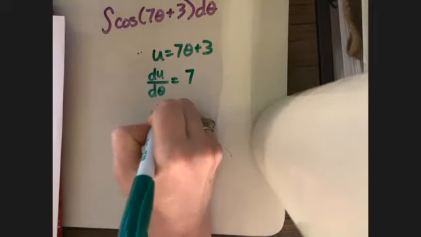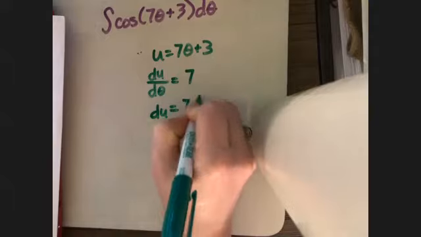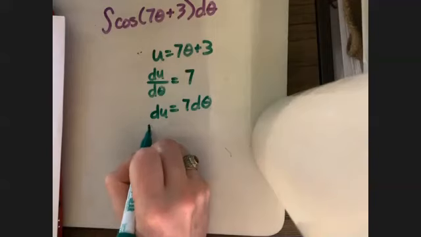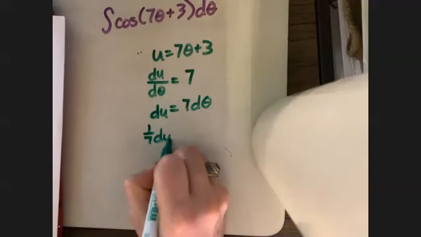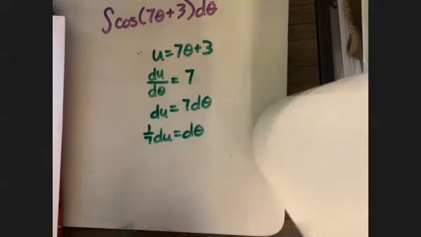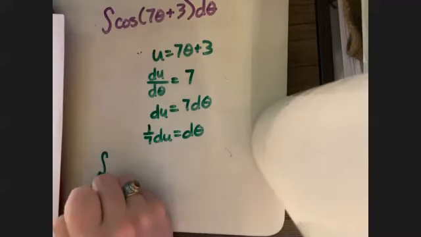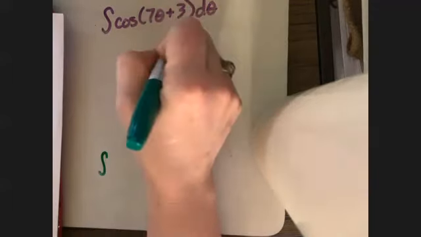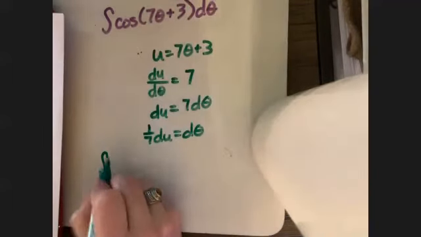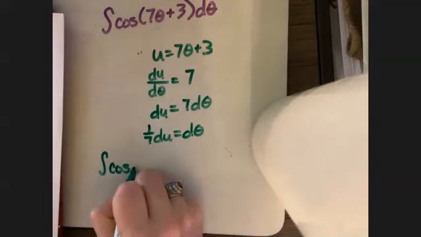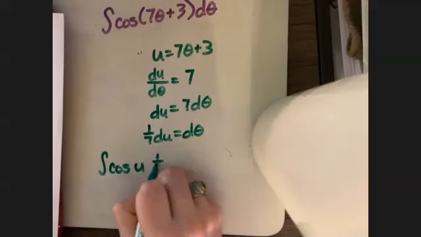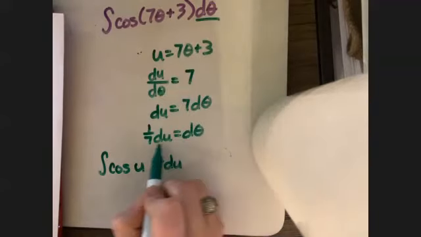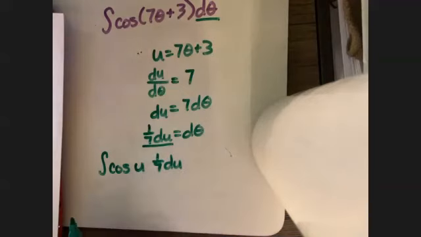So what we do here, and I'm going to do this in 2 steps, is bring that d theta over, but I just need the d theta. This is going to be 1/7 du equals d theta. Looking at our integration, they didn't give me my 7 up here, so I'm going to have to create it. So I'm going to have cosine of u and then 1/7 du, because this d theta is this part over here. So I solved it out.